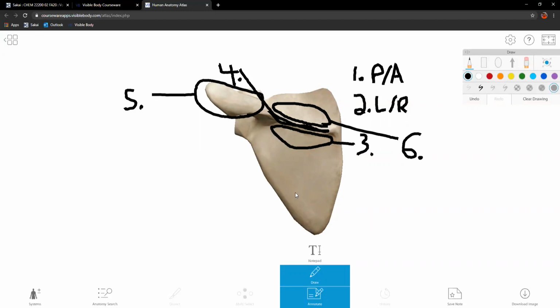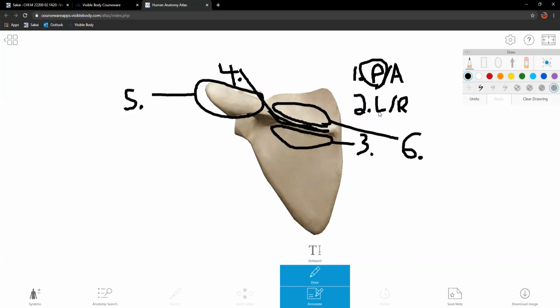Okay, so when we're looking at our scapula to determine whether it's posterior or anterior side, you're going to want to look for this big bony protrusion back here. So this guy is always going to be facing posterior. So now we're looking at the posterior side.